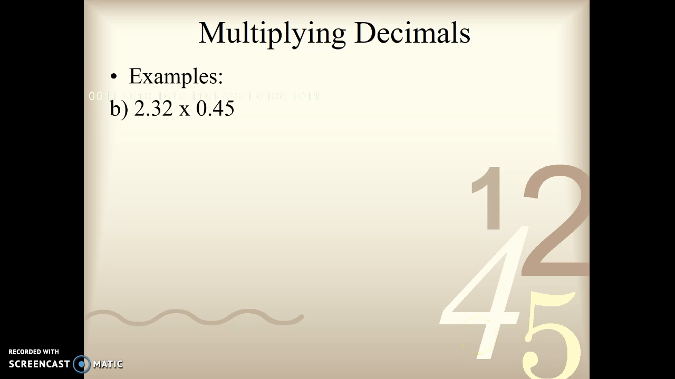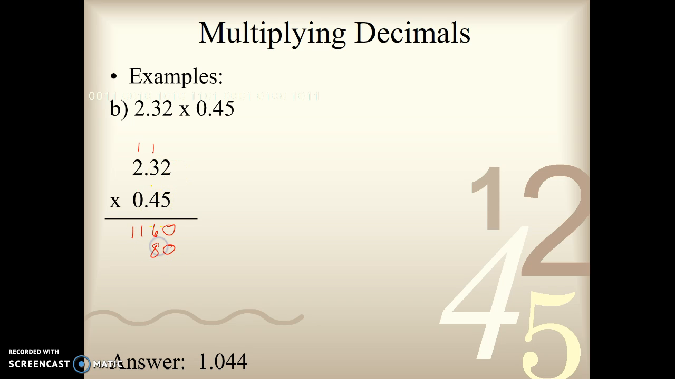We have 2 and 32 hundredths times 45 hundredths. So I'm going to line up my numbers vertically. Oh, we've got the answer already. Well, let's look and see how we got that. But I'm going to next multiply. So 5 times 2 is 10. 5 times 3 is 15 plus 1, 16. 5 times 2 is 10 plus 1 is 11. 4 times 2 is 8. 4 times 3 is 12. And 4 times 2 is 8 plus 1 is 9.